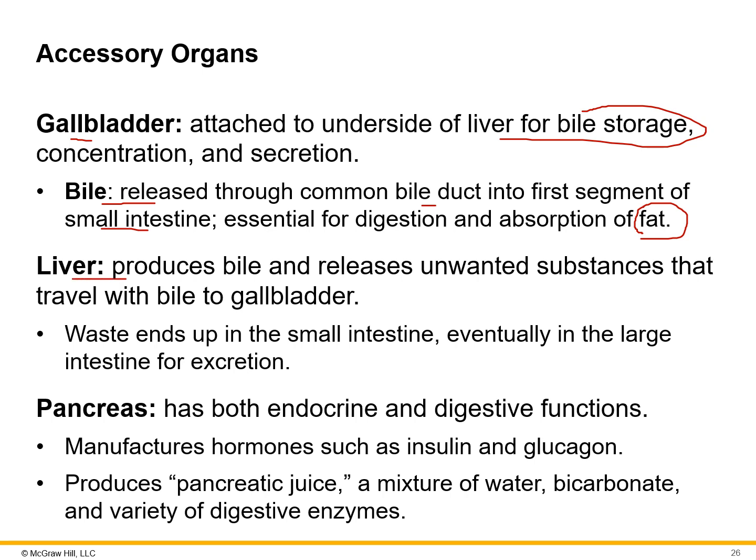The liver, as far as thinking about nutrition, that's where the bile is actually made. It gets stored in the gallbladder, but made in the liver. It also releases unwanted substances to create waste, and then that waste ends up eventually from the small to the large intestine for excretion. Then the pancreas, we mentioned before, especially with insulin and glucagon and regulating those sugar levels, but that produces a pancreatic juice that has water, but also the bicarbonate to neutralize the acid in the stomach and various digestive enzymes.